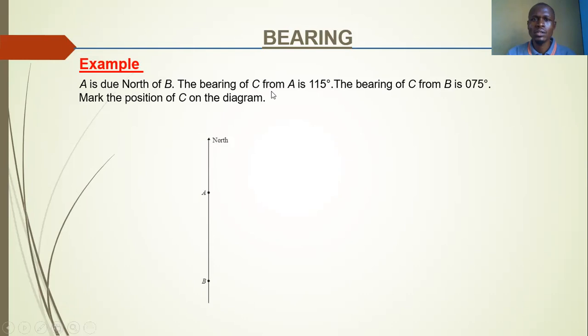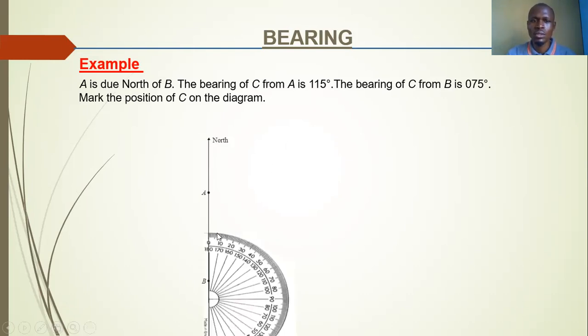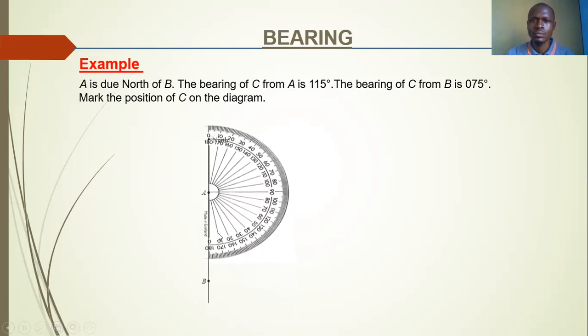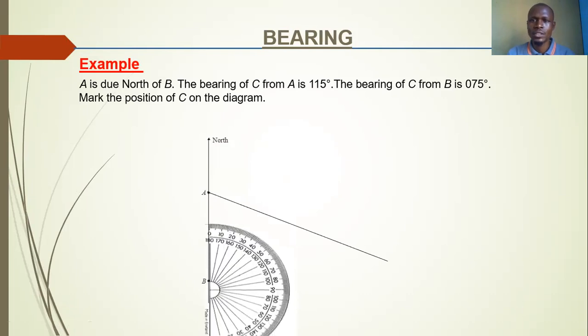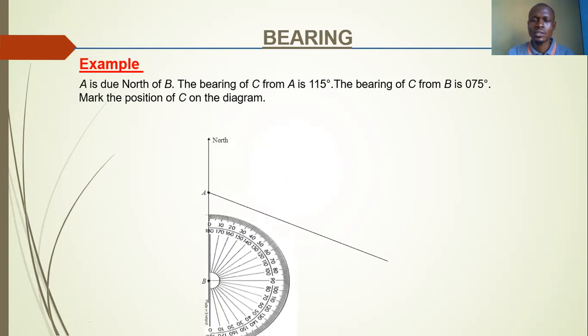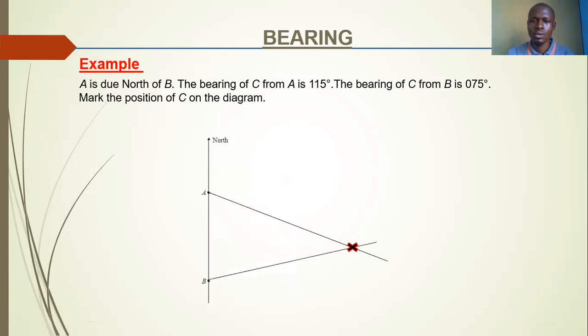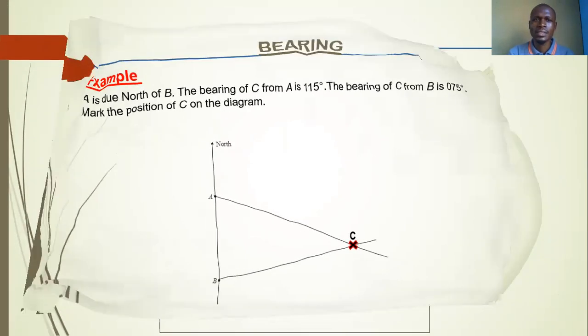So the bearing of C from A is 115. So you have to go towards A. Mark your 115, then you draw your line. When you draw your line, you go to B, sorry. You mark your 75 degrees and you draw a line. Where the two lines intersect, you have that as your point C, where you need to mark. I hope that is well understood. Let's see another question.